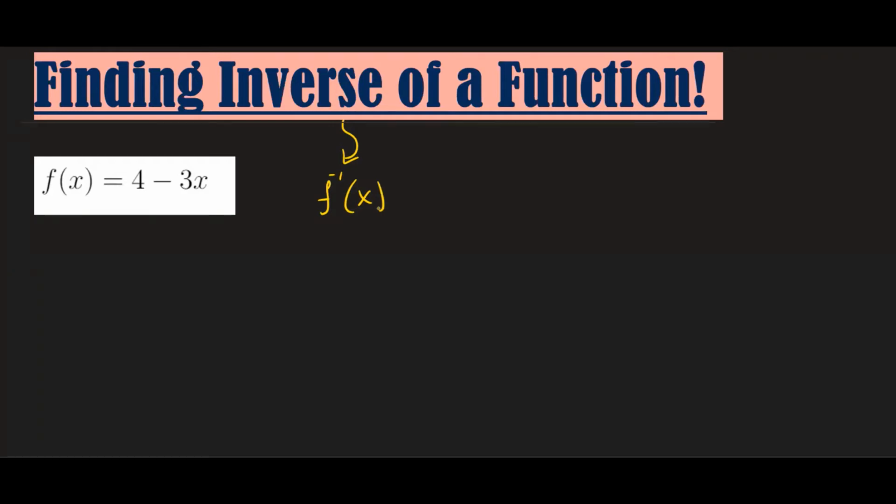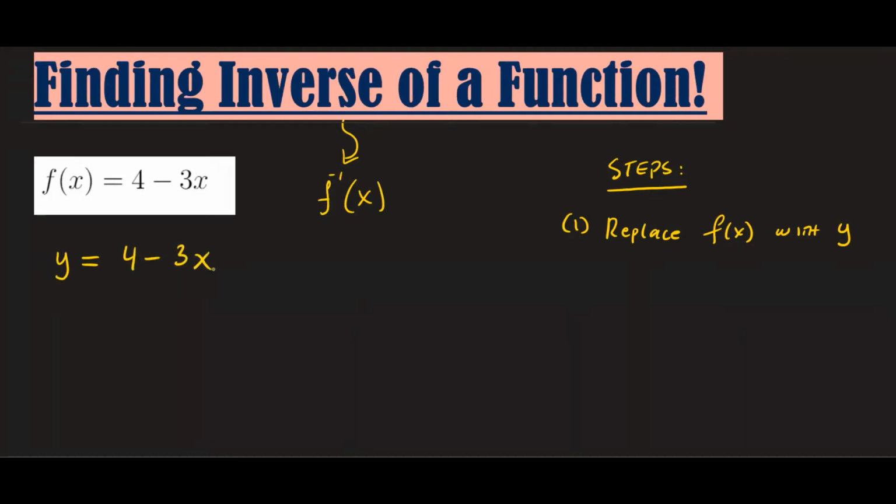So there are steps that you need to go through when you're looking for this inverse function. So let's write down the steps and then we'll do the example. So first step is to replace f of x with y. So you just rewrite f of x as y. So you have the following. You have now y equals 4 minus 3x.